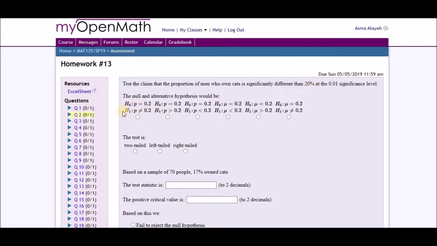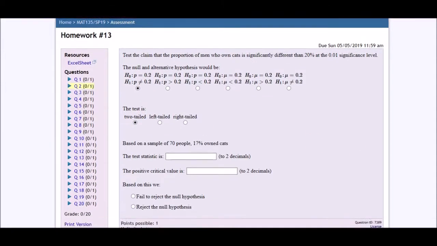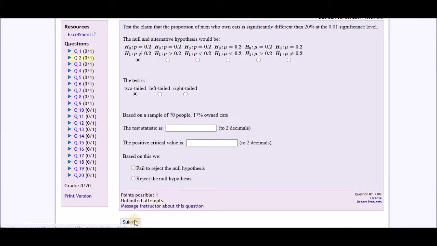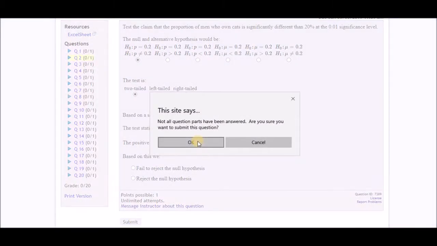So the alternative hypothesis suggests that the proportion is significantly different than 20%, which is this one. So that is the first answer. And as you can see, because it's not equal to, it's going to be a two-tailed test. So that is the second thing. Let me just submit my answer to make sure that I got this correctly.